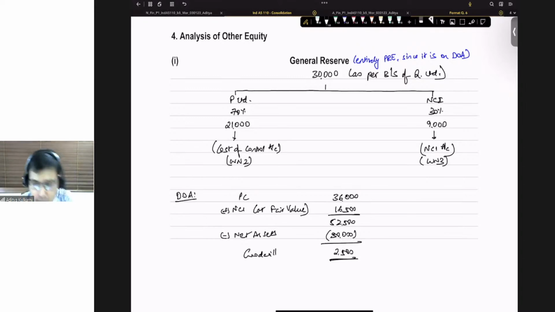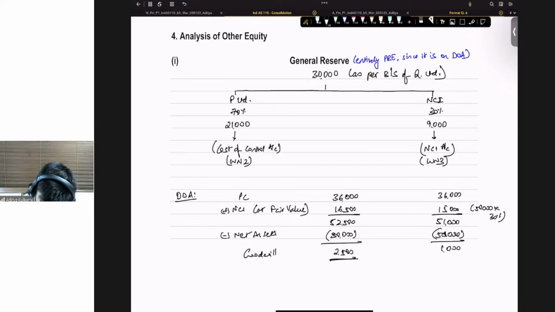Alternatively, if NCI is at proportionate share of net assets, I would have 36,000 plus 15,000. How did I get this 15,000? Value of net assets is 50,000 into 30%. So that gives me 51,000. 50,000 is the net assets that you have acquired. So 1,000 is your goodwill. Okay. So that takes care of that 50,000 which we had not considered.